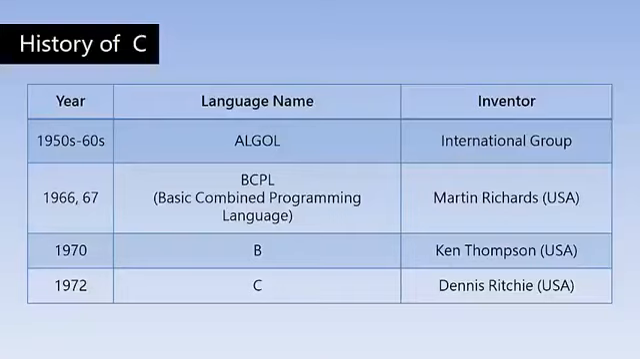After a few years, a language called BCPL, which stands for Basic Combined Programming Language, was developed by Martin Richards in 1966 and 67. Then came the language B in 1970, developed by Ken Thompson, which is the successor of BCPL. All the languages have some loopholes or the other. That is why they led to the invention of new languages. And in the year 1972, C was developed by Dennis Ritchie.